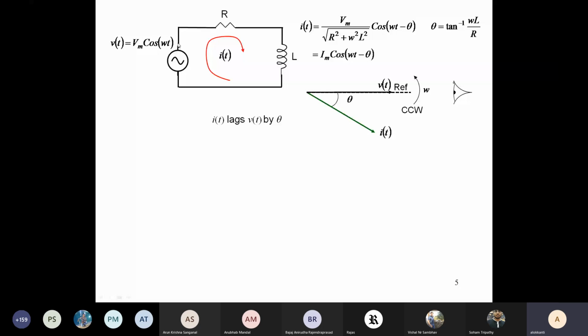We will do numericals also. I will ask you to do numericals where this may not be there, so you have to generate the angles correctly accordingly. But the difference between V and I will be given by this theta, tan inverse of omega L by R. If you are given some other V, then you have to generate the theta and put the current phasor accordingly.